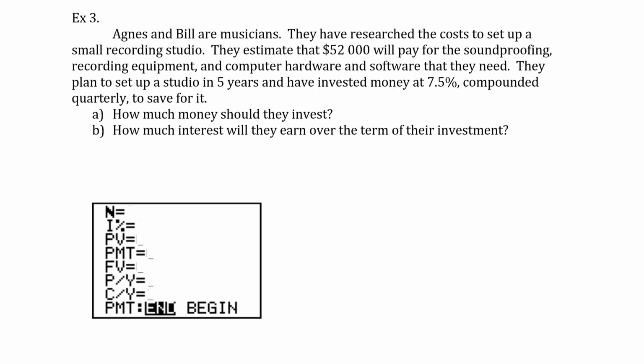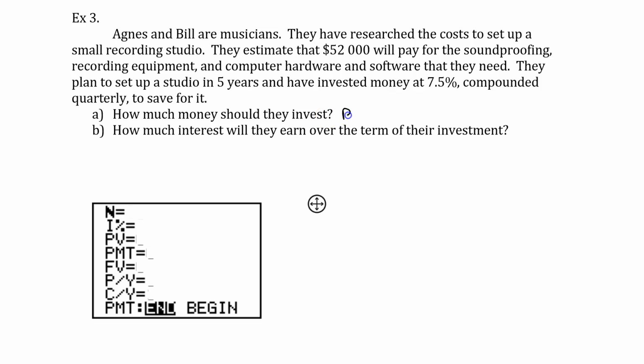Agnes and Bill are musicians. They have researched the costs of setting up a small recording studio. They estimate that $52,000 will pay for the soundproofing, recording equipment, and the computer hardware and software that they will need. They plan to set up a studio in 5 years and have invested money at 7.5% compounded quarterly to save for it. How much should they invest? What should their initial investment be?